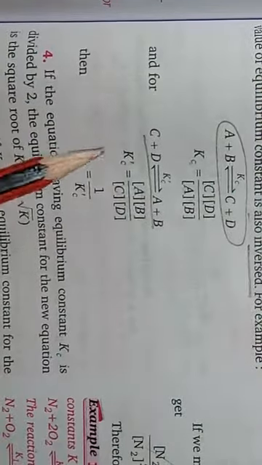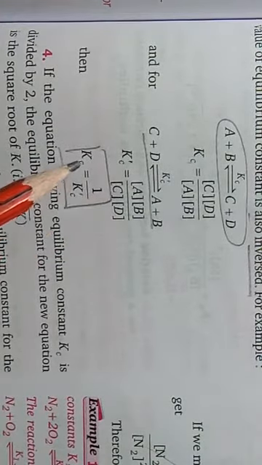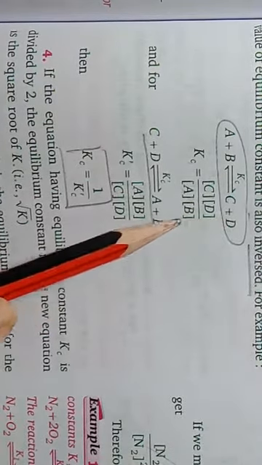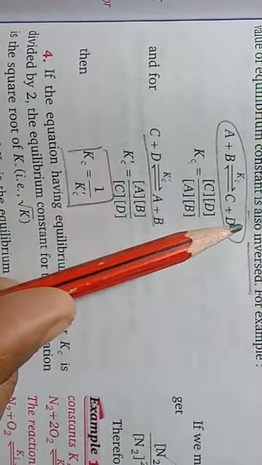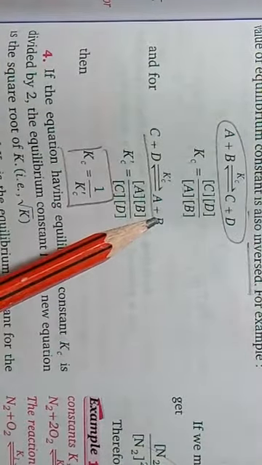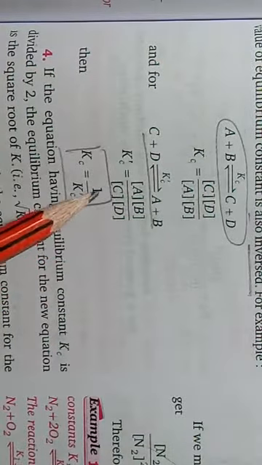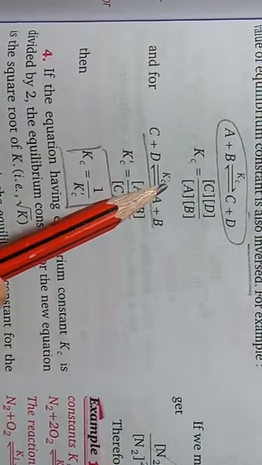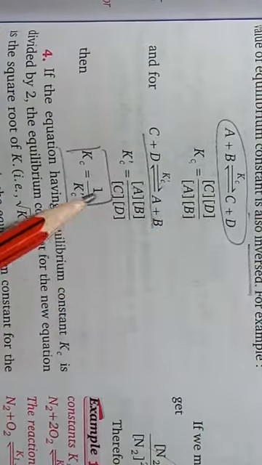Okay, so this is the relation between the equilibrium constant for a particular reaction and its reverse reaction. So on reversing a reaction, the equilibrium constant of the new reaction becomes the inverse of the initial reaction's equilibrium constant.